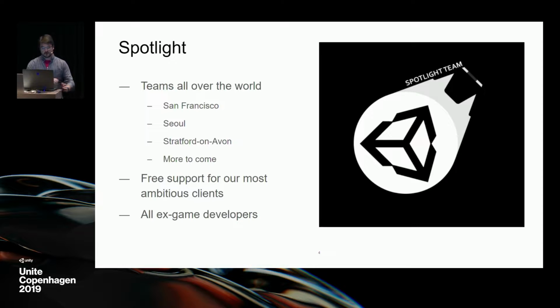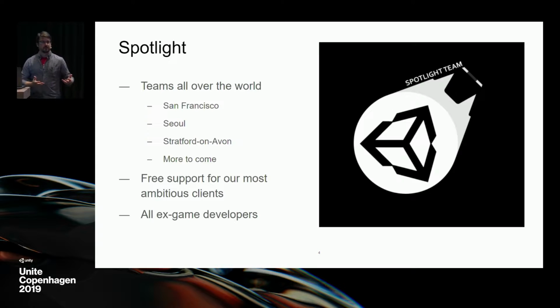So, who am I? I'm Will Armstrong. I am the lead programmer on the Spotlight team in San Francisco. Spotlight is a pretty unique team inside of Unity. We've got offices all over the world: San Francisco, Seoul, Stratford-upon-Avon, and hopefully more to come if we get our headcount approved. We find the most ambitious Unity projects out there, and then we work with them to make them look good, so they in turn make us look good.